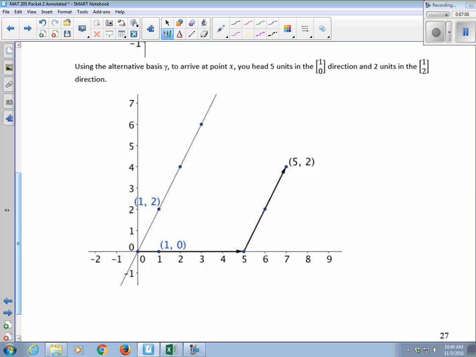So the (1, 0) direction, I know what that means. That's along the x-axis. But now I have a new axis, the (1, 2) axis. So I drew it in here. I just plotted (1, 2), (1, 2), (1, 2). So this is like my (1, 2) axis, and I have to go 2 units in that direction. So first I go 5 units in the (1, 0) direction, then 2 units in the (1, 2) direction, and I land here. And you can see that that lands you in the exact same spot as going 7 in the (1, 0) direction, 4 in the (0, 1) direction.